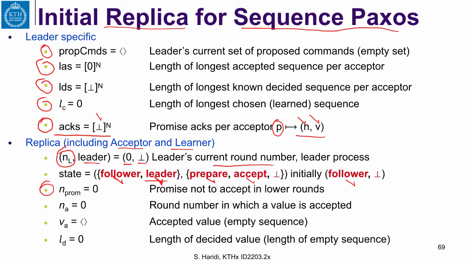And here is the promise not to accept in lower rounds, and here is the round number in which a value is accepted, the latest round number. Here is the accepted sequence. This is sometimes called the log, and here is an index, which is a prefix of the log that we know is decided.